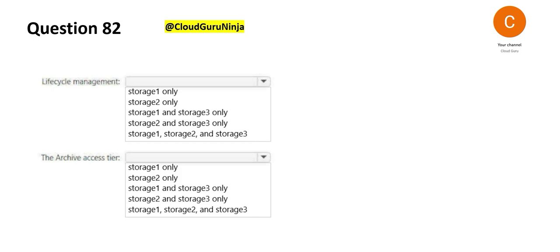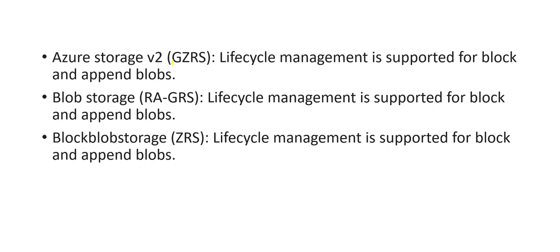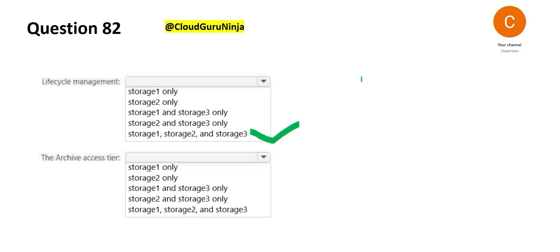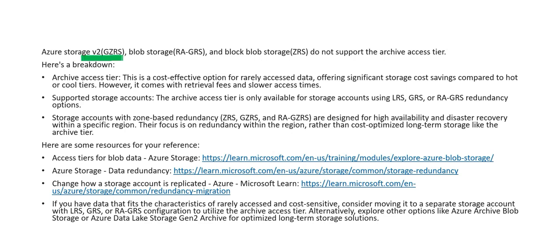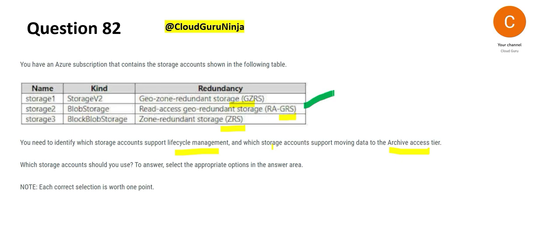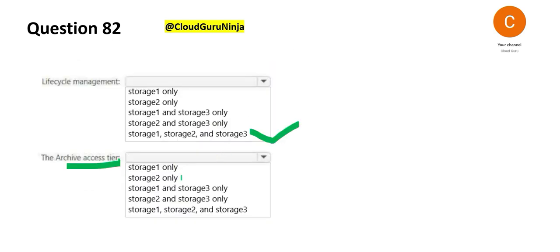Okay, so let's look at lifecycle management first. For lifecycle management, all of these that have been mentioned, GZRS, GRS, ZRS, all three will be supported. Lifecycle management is supported for all of them. It is supported for block and append blobs. So our answer in this case will be all three, storage 1, 2, and 3. But what about archive access tiers? You will have to think about archive access tiers. In archive access tiers, the problem is that storage v2 general purpose, RA-GRS, and block storage do not support the archive access tier. So our answer in this case will be just storage 2. Just storage 2 will support it.